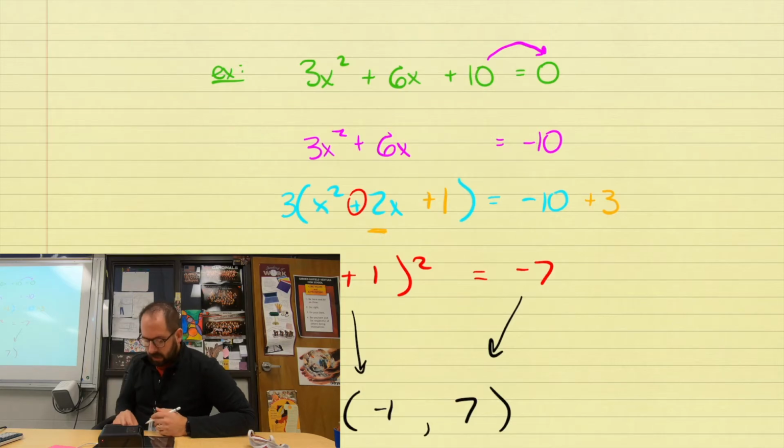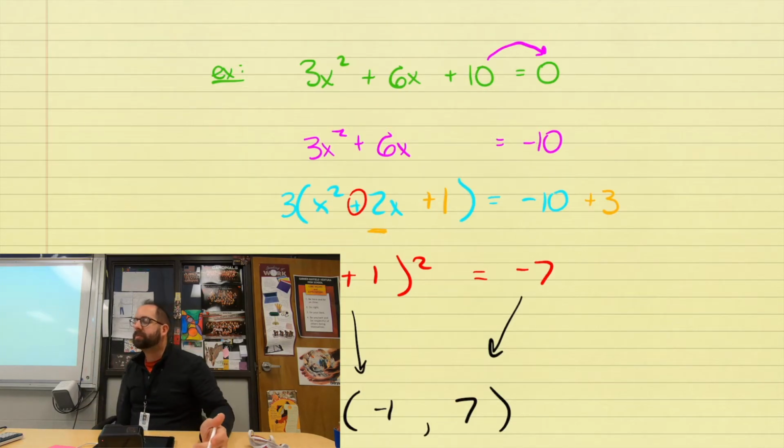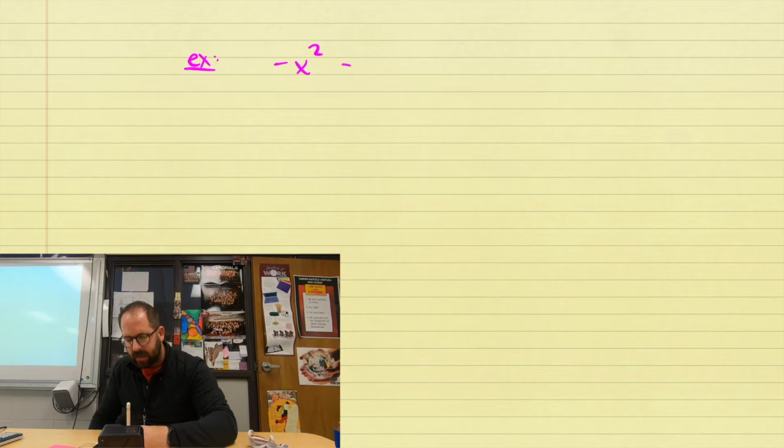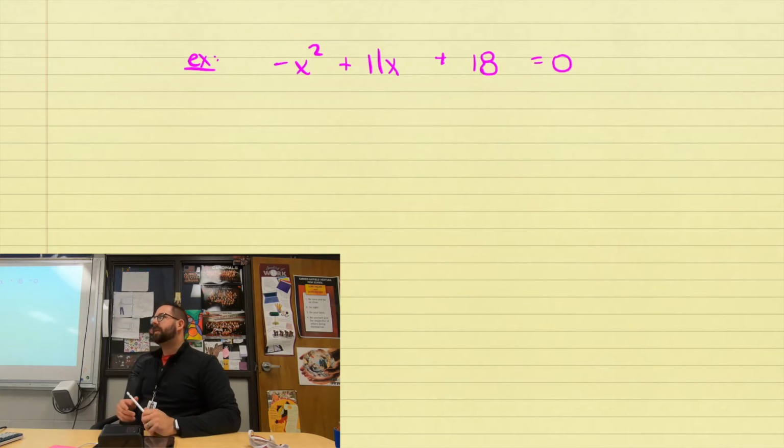Let's go to the next one. This is my last problem of the day, by the way. I'm going to pick an odd number here. I know that seems weird. I think it's important to get to see an odd one in case you actually have one. So here we go. Okay, so my last example of the day: negative x squared plus 11x plus 18. Kind of a weird odd number in the middle. It's important you get to see one of those.